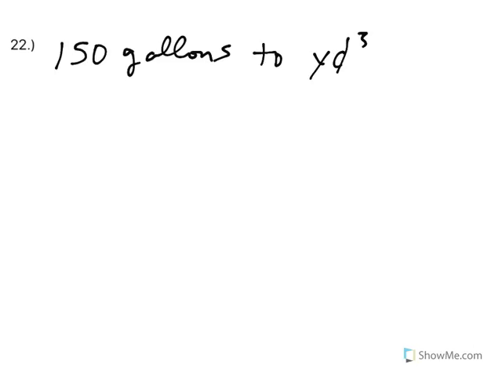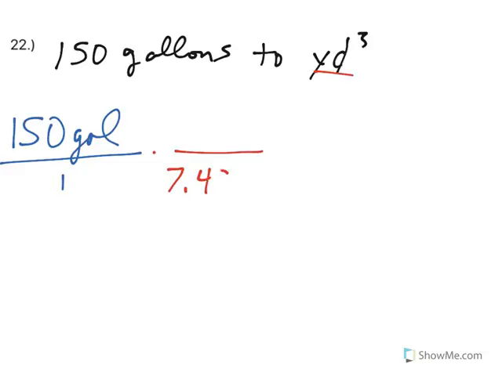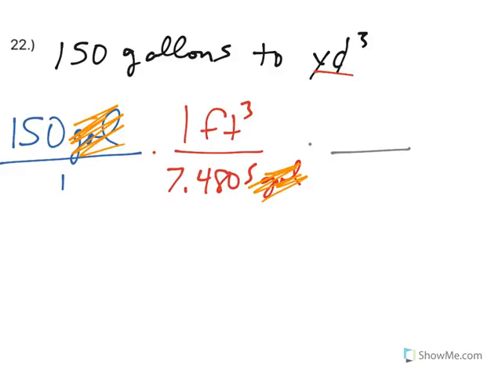22. Let's go from gallons to yards cubed. You might be thinking, I don't understand what's happening. Well, first of all, just start with what you have. I have 150 gallons. We want to end up in something that measures length. I know that 7.4805 gallons is 1 cubic foot. We know that. So that at least gets us out of gallons and into something that measures length, because cubic feet measures length. Well, we know how to go from feet to yards.